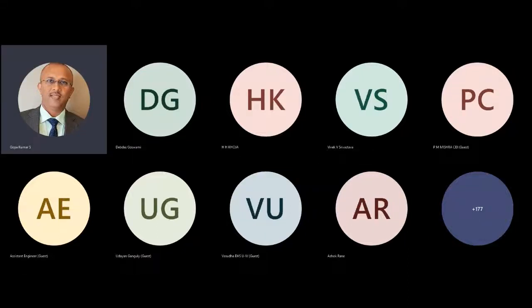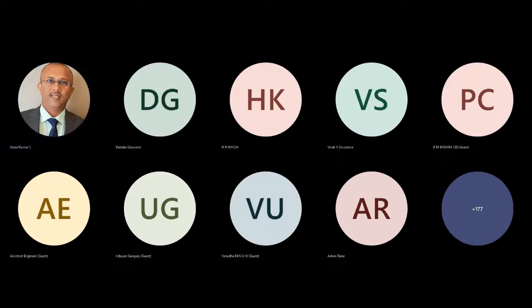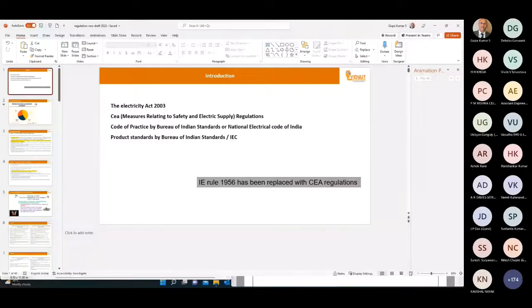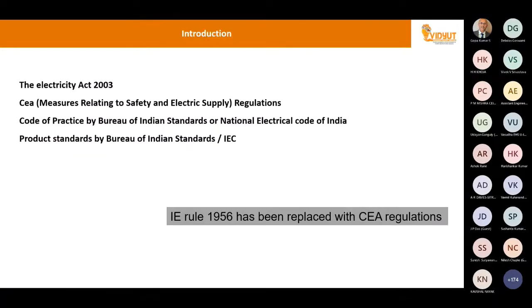So I'm trying to explain about the new regulation in comparison with the old regulation. We start with the introduction. What is the Electricity Act? The CEA measures relating to safety and electric supply regulations, the role of code of practices of BIS and the product standards by BIS.